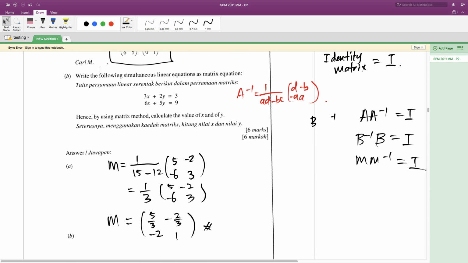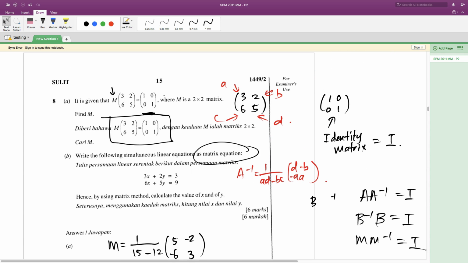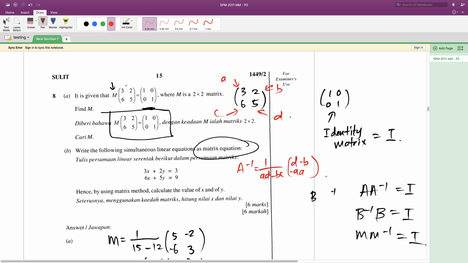And then part B, the question is trying to ask you to write the following simultaneous equation using the matrix equation. So that means you have to solve this one in the matrix form, meaning you cannot straight away do it. Okay, so in order to do this in the matrix form, what I will always check is this: 3, 2, 6, 5. I must see the 3, 2, 6, 5 inside here. Do you find out I have 3, I have 2, I have 6, and I have 5? Exactly, this is 3, 2, 6, 5.